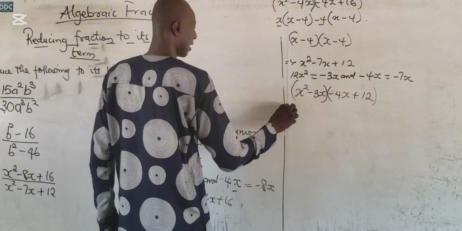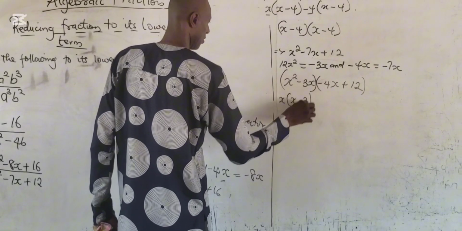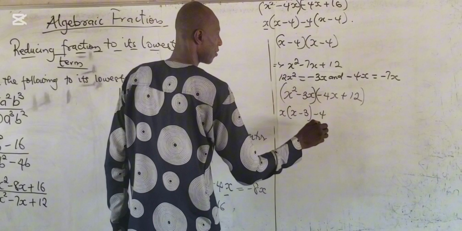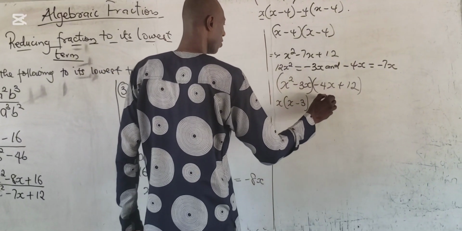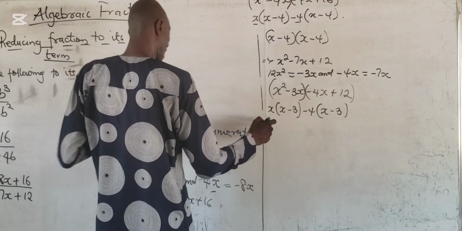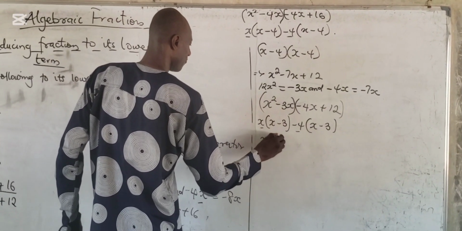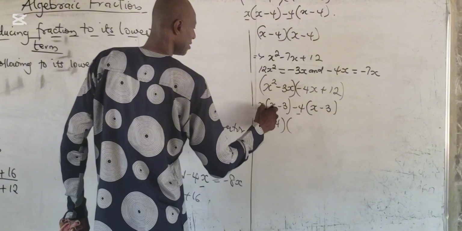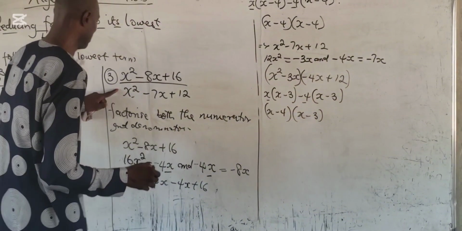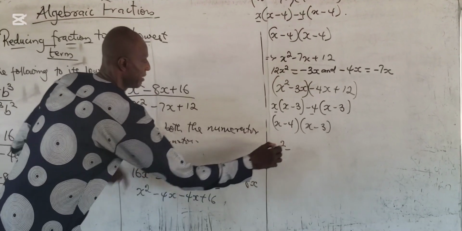Now, when you factorize by grouping, what is common in the first bracket is x. What is left is x minus 3. What is common in the second bracket is minus 4. What is left is x minus 3. So you now take outside the bracket x minus 4, these two brackets are the same, x minus 3.